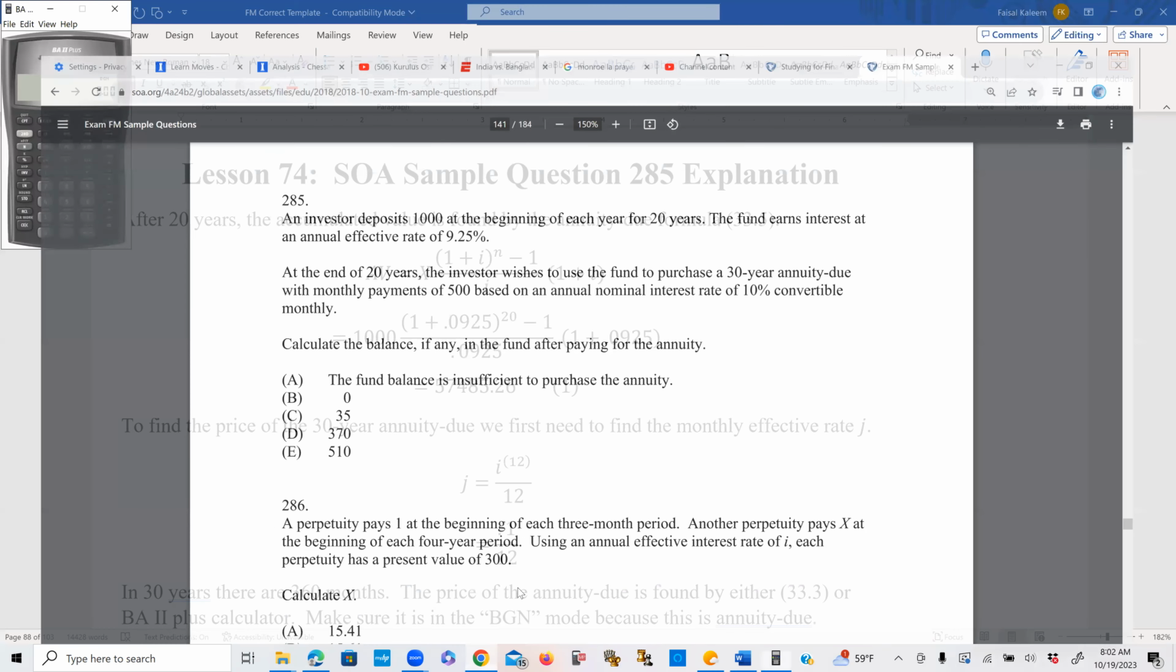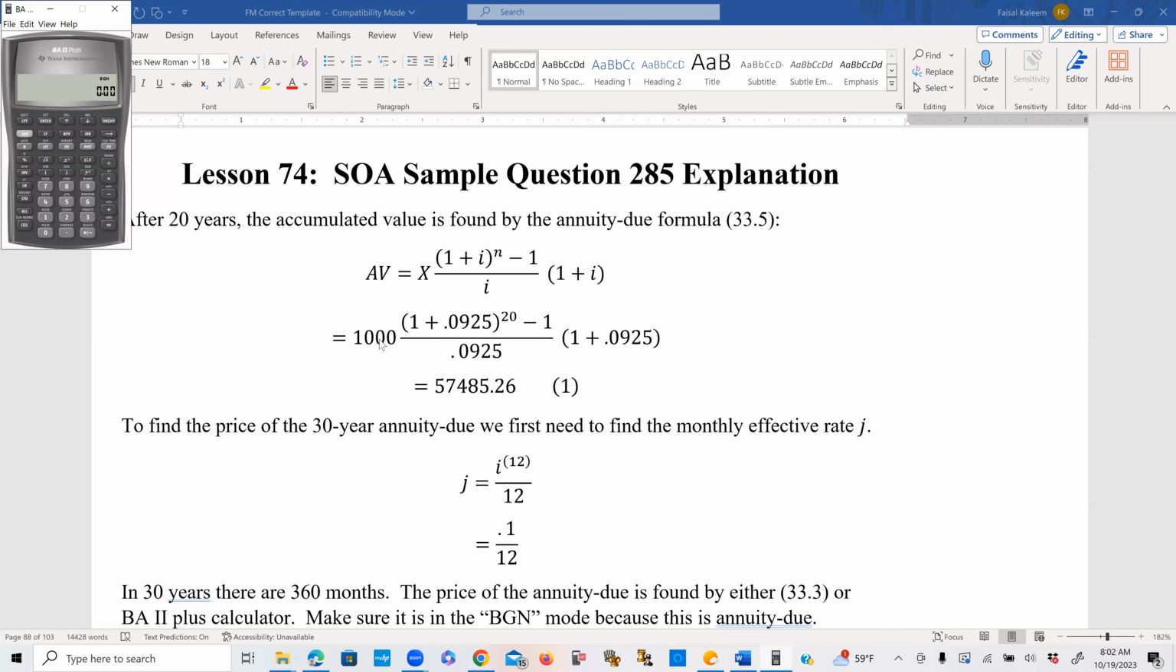Therefore, we use the accumulated value formula: 1,000 times (1 plus 0.0925)^20 minus 1, divided by i, times (1 plus 0.0925). Remember, the annuity due formula is just the corresponding annuity immediate formula times 1 plus i. And so we get the accumulated value of 57,485.